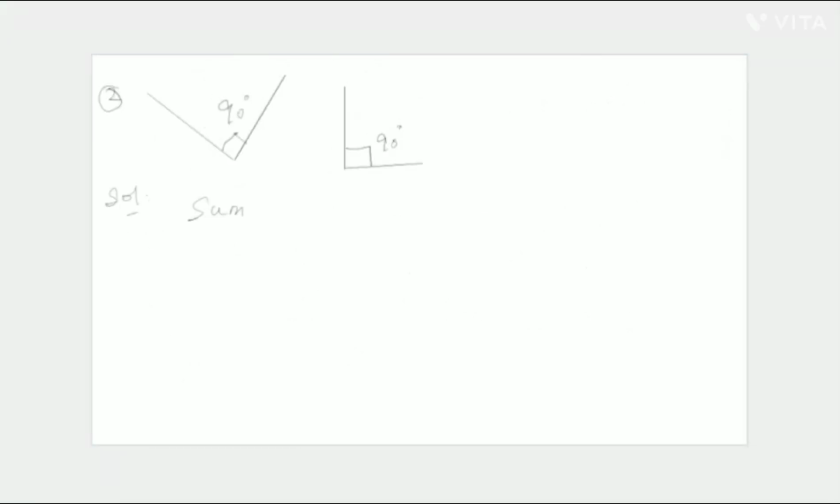Okay, the second example is I have two angles. One is 90 degrees and the other is also 90 degrees. To find whether these two angles are a pair of complementary angles, I have to add these two angles. What is the method? Sum of two angles is equal to 90. I have two angles as 90 and 90.